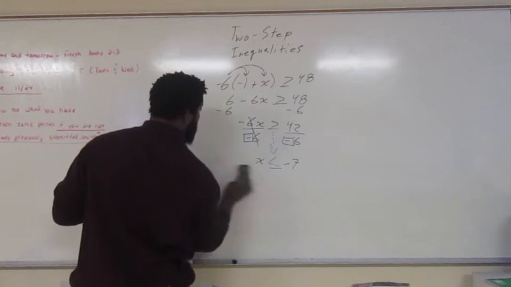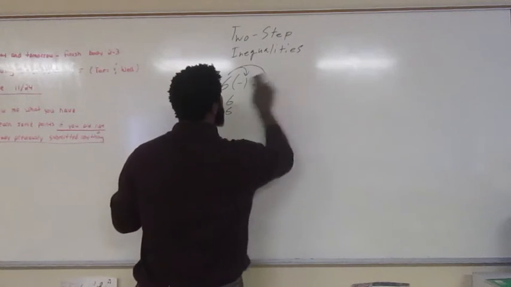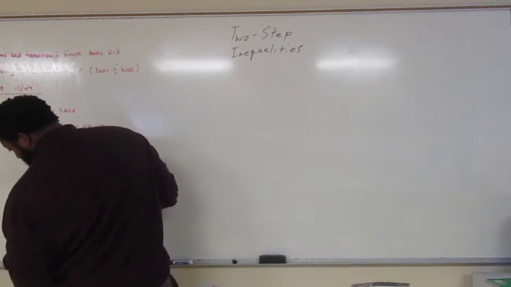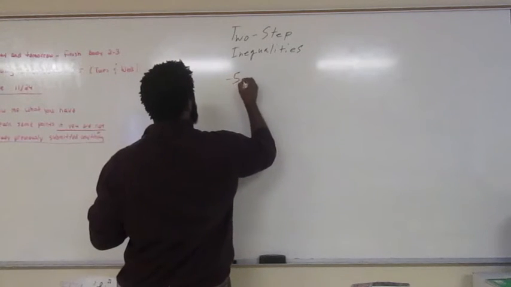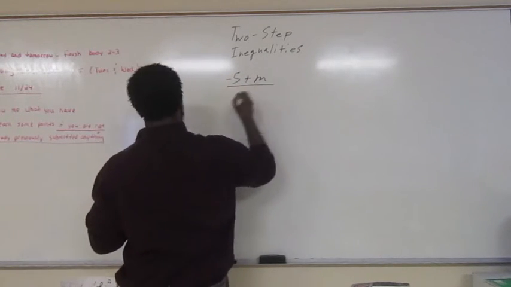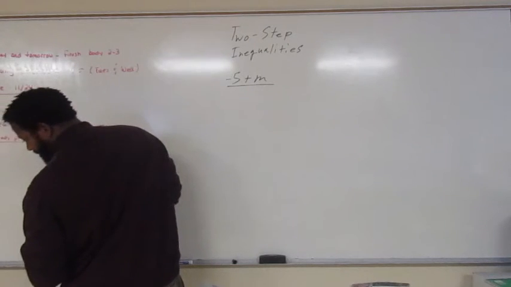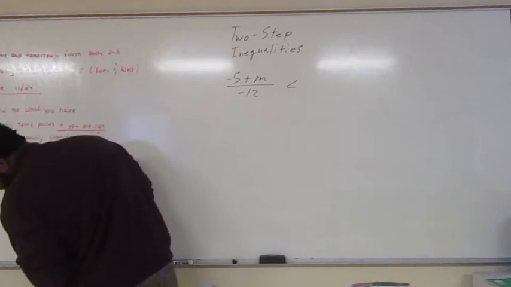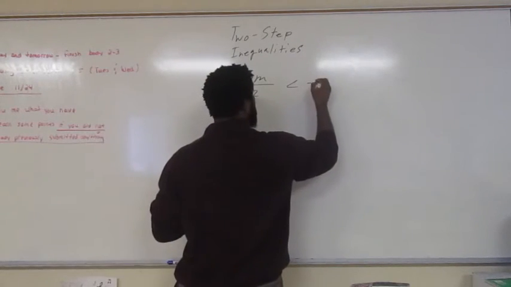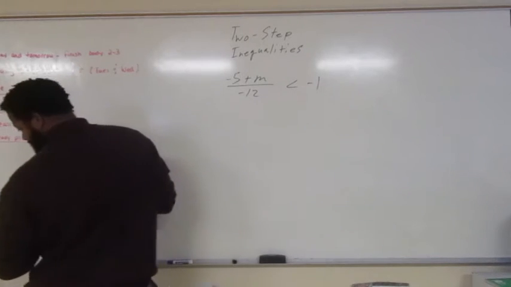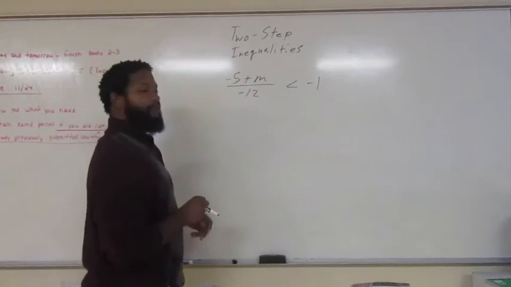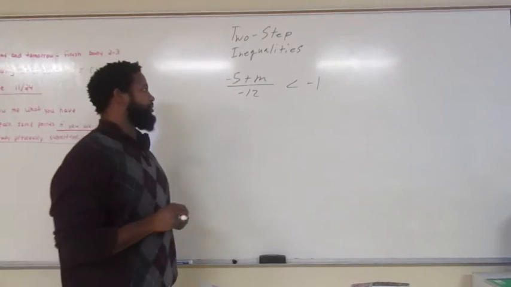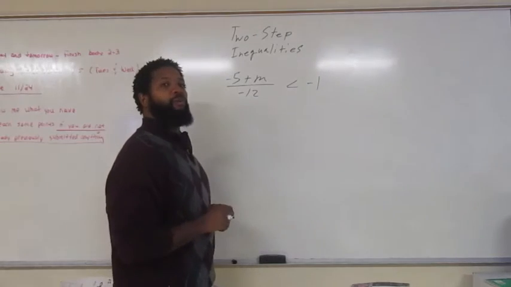You might have -5 plus m over -12 is less than -1, right? You might have something like this, okay? Still a 2-step equation, okay? First things first, what do you think we have to do?